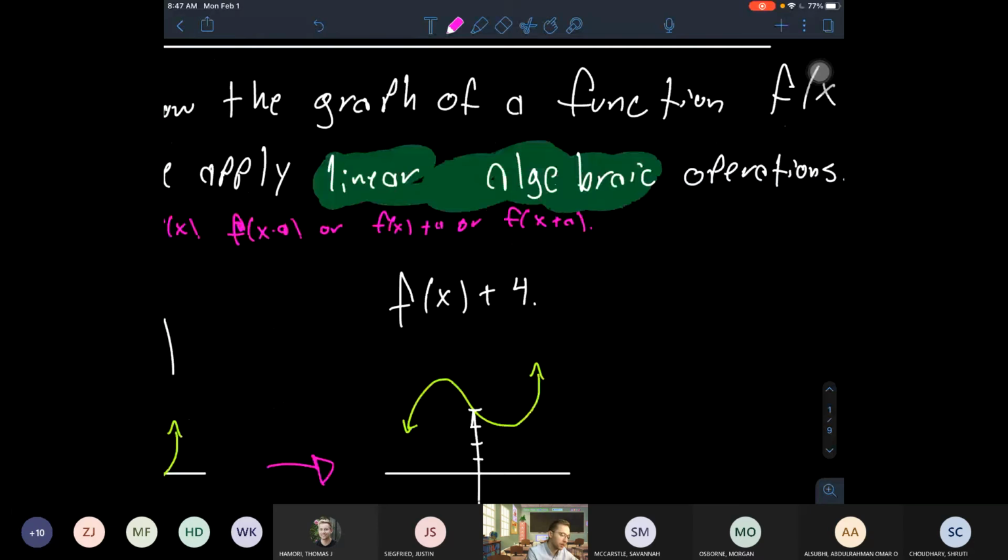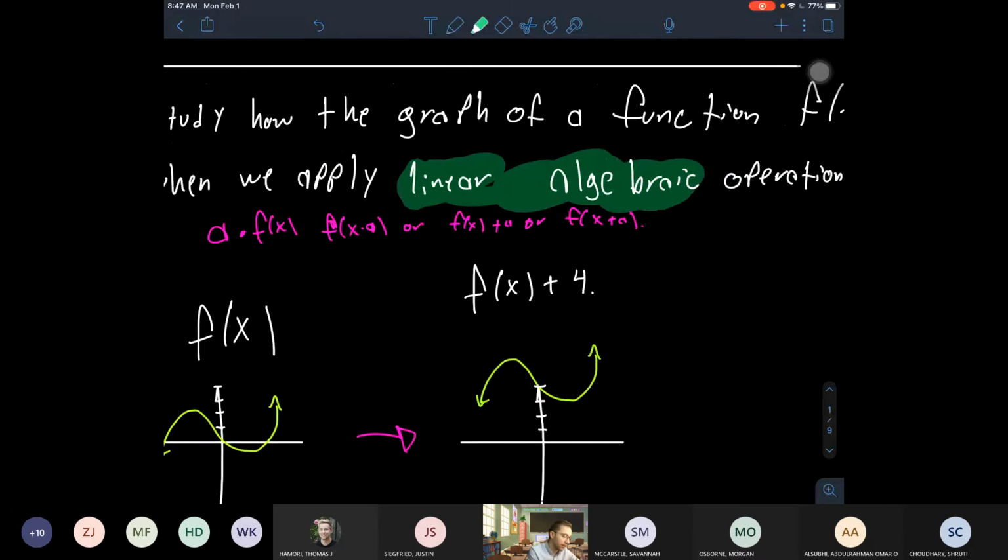When I talk about linear algebraic operations, I'm talking about multiplying by a constant, either on the inside or the outside, or adding a constant, or subtracting one for that matter, on the inside or the outside. But we're not going to take powers. We're not going to do stuff like f of x squared.